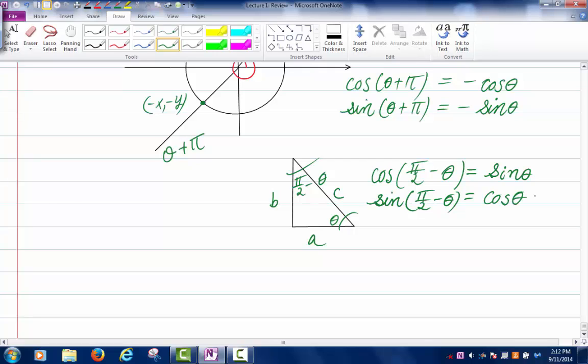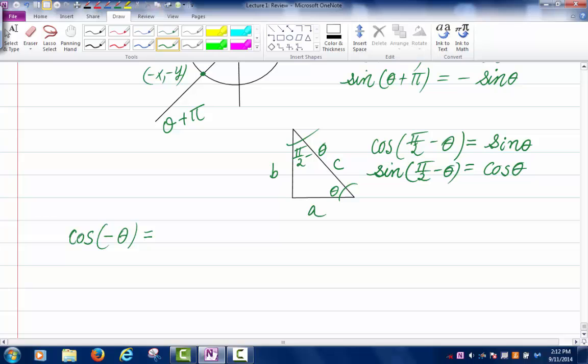Is that making sense? In fact, these two will work even if theta is not an acute angle, okay? Whatever theta is, these identities will still work. Okay, any questions on that? Now, some other identities that you need to know is, what is cosine of negative theta? Well, that's pretty easy to see.